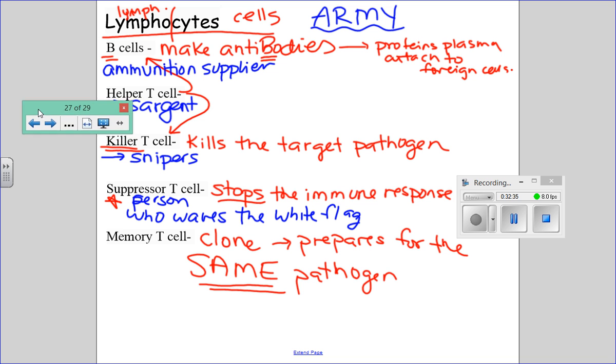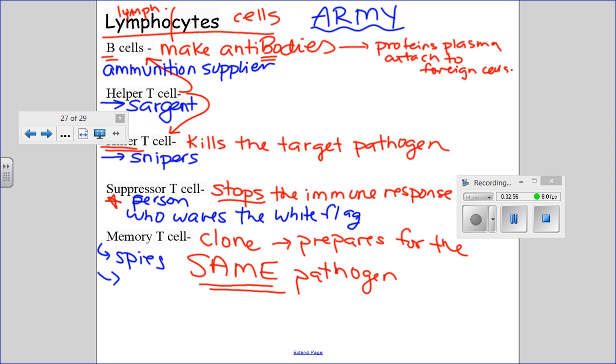And the memory T cell, this would be, let's call them the spies that you leave behind after you say that you're done with the war, just in case the enemy starts rising up again. We could also call these perhaps peacekeepers if you wanted to be more Canadian about it. I don't know if we have spies. Doesn't sound like something we would do in our country, but who knows? So that's just an analogy to help you remember what each type of cell is doing.